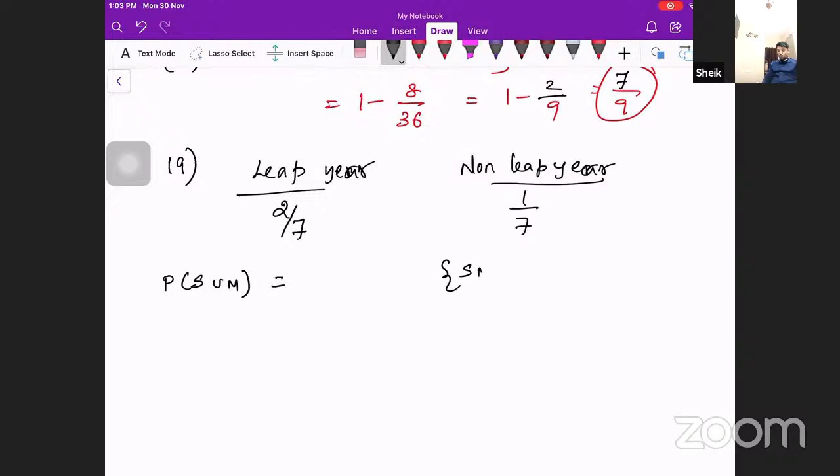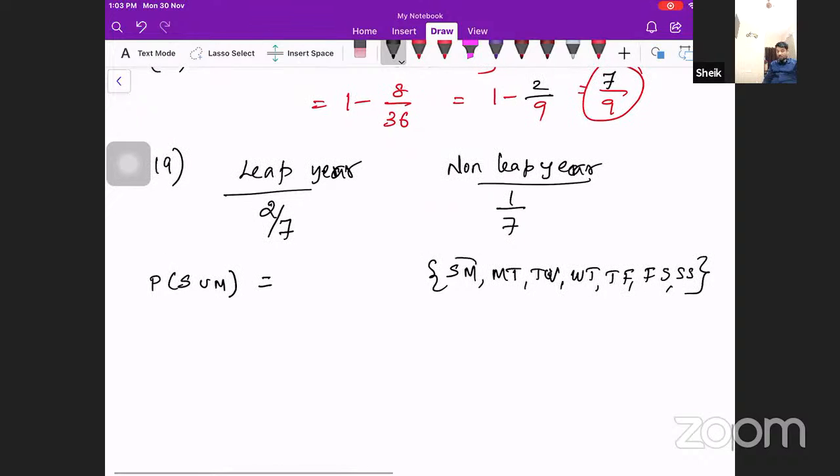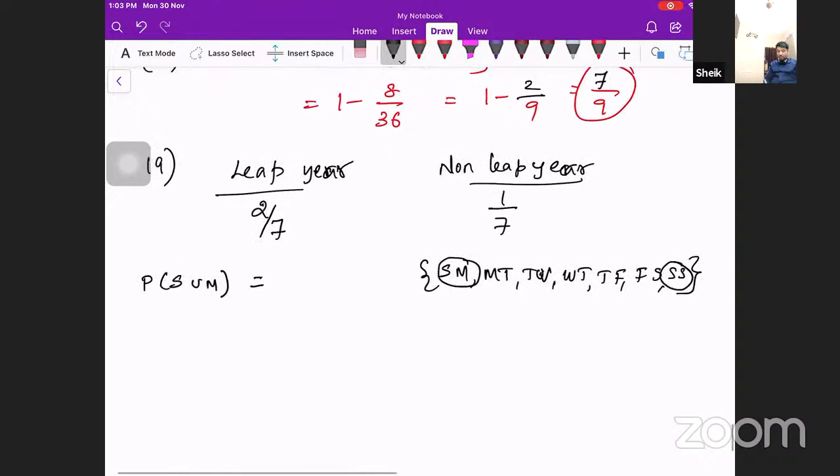See, our sample space is going to be Sunday-Monday, Monday-Tuesday, Tuesday-Wednesday, Wednesday-Thursday, Thursday-Friday, Friday-Saturday, Saturday-Sunday. Now, probability of getting 53 Sundays, that's 2 by 7. Probability of getting 53 Mondays, again 2 by 7. Sir, here there is a problem because this Sunday-Monday pair comes in both. Therefore, they are not mutually exclusive.